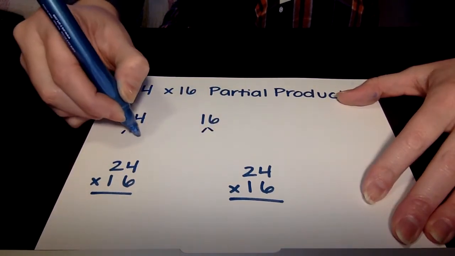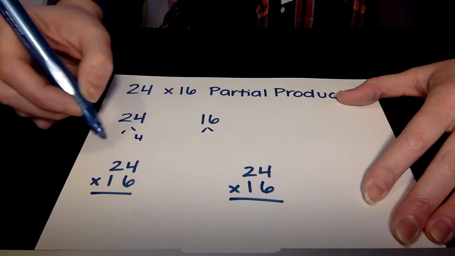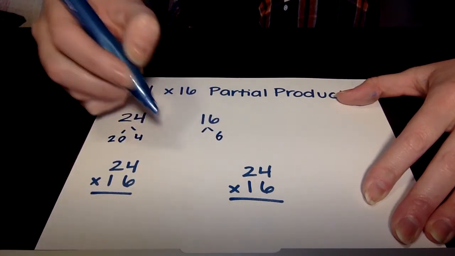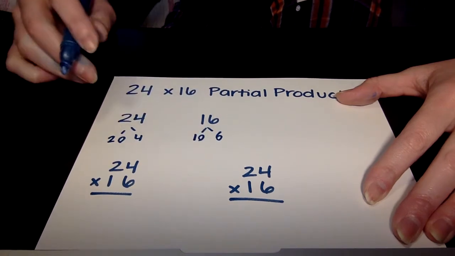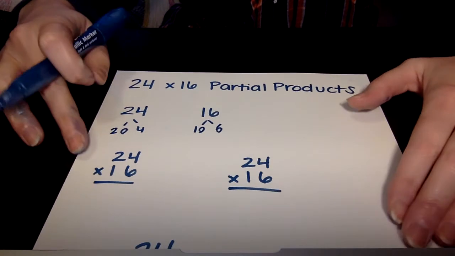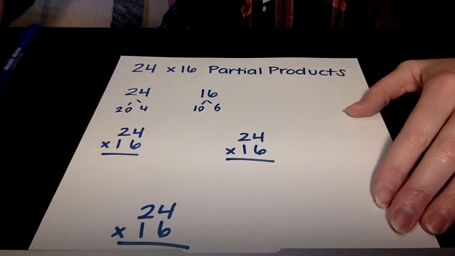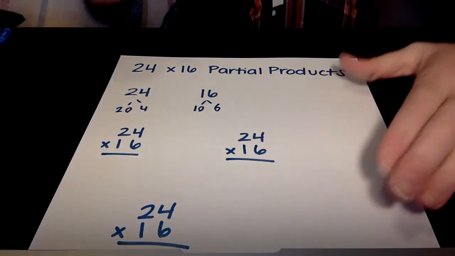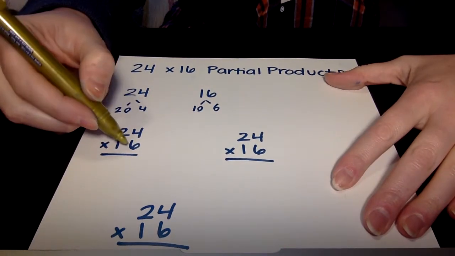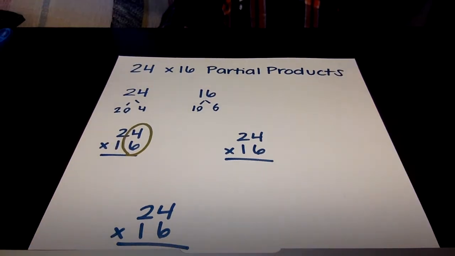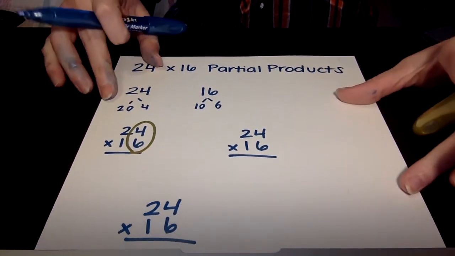So I know the 4 ones has a value of 4, 2 tens has a value of 20, 6 ones has a value of 6, 1 ten has a value of 10. I'm going to keep these up here as a reference, but I don't need to use them in my actual problem. So when I multiply in a standard algorithm, I'm always starting with the ones place of the bottom number and multiplying by the ones place of the top number. I'm going to do that same thing here as I multiply using partial products.